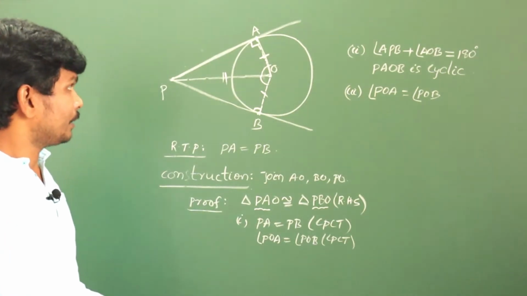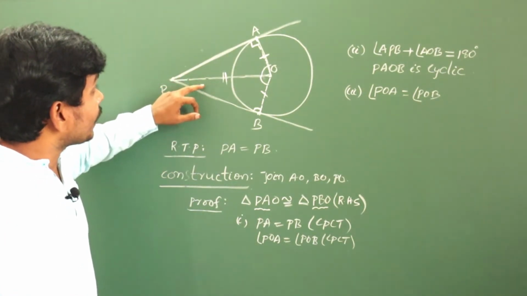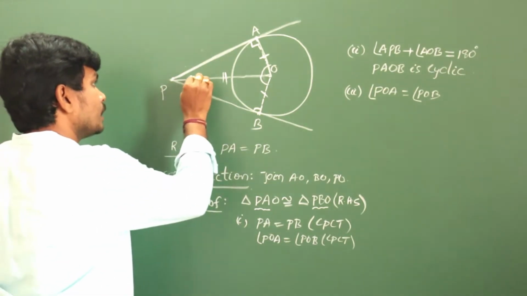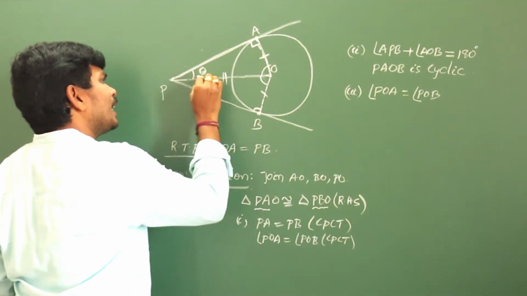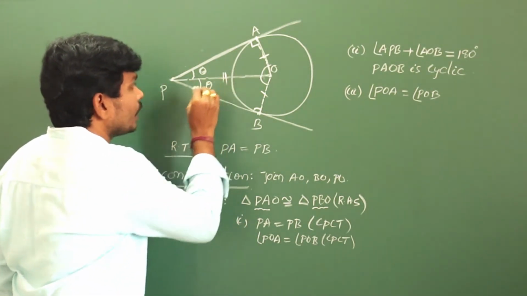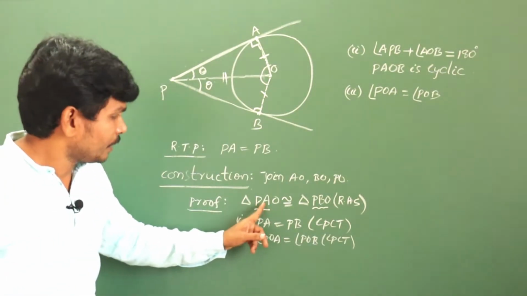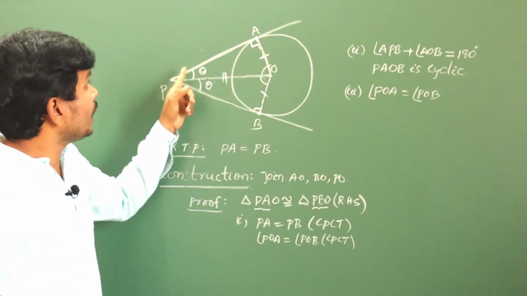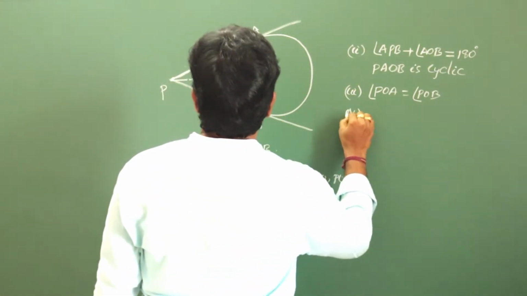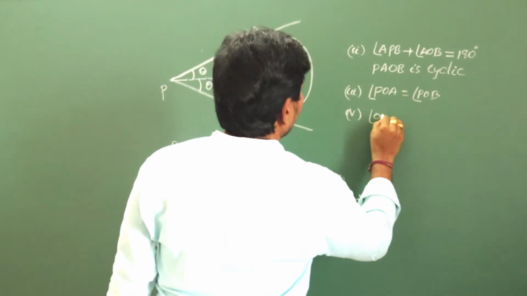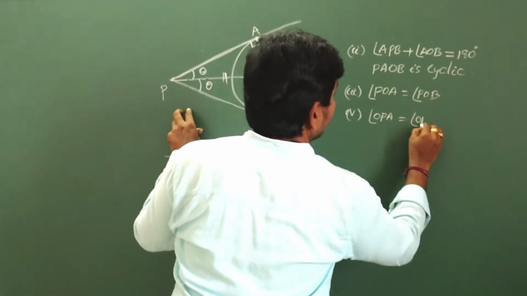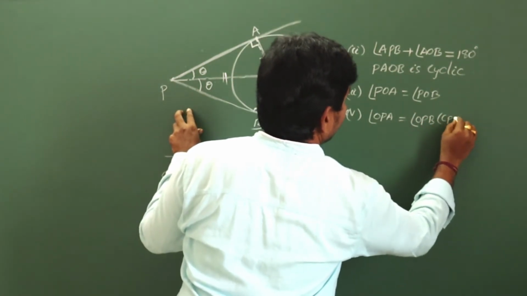And again, the angles are equally inclined between the tangents. Observe here, if suppose this angle is theta, what is the angle here? This angle is also theta only, because by CPCT, angle OPA is equal to angle OPB. That is the fourth result. What is the fourth result? Angle OPA is equal to angle OPB. This is also by CPCT.